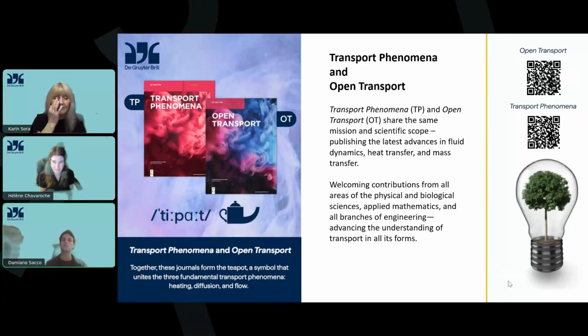And so we are welcoming articles from all fields, mathematics, engineering, and physical and biological sciences on anything connected to transport phenomena and fluid, heat and mass transfer. So this is something I wanted to mention about the journals.